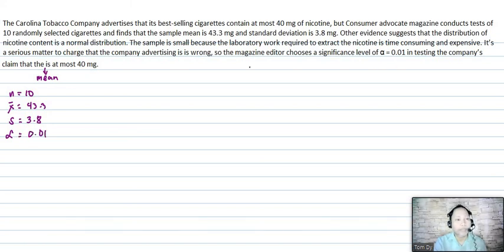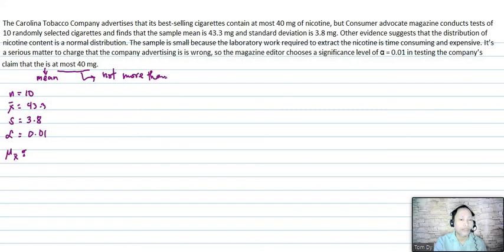And then the claim here is that the mean is at most 40 milligrams. So based on the company's claim, at most 40 milligrams, that is our population mean. Okay. So if we speak of at most, that means not more than.